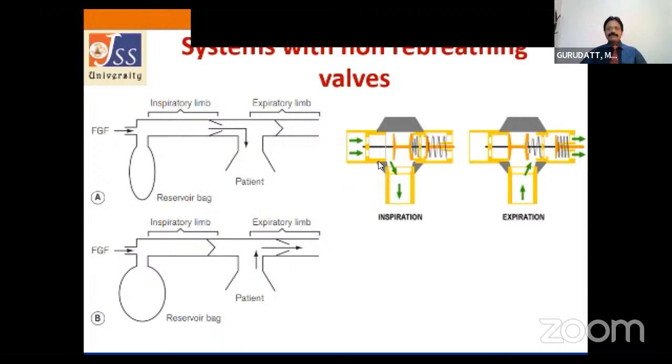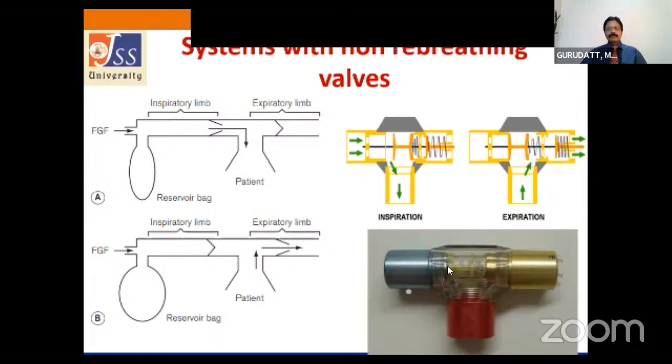Here what happens is during inspiration, because we are going to compress the bag, high pressure is created. That is going to move the non-rebreathing valve towards the expiratory side, and it will block the expiratory port, so that all the gases will go to the patient. During expiration, the valve will come back and block the inspiratory side, and all the expired gases will move out. One of the valves I was talking to you about is the Rubin valve, which was very popular.